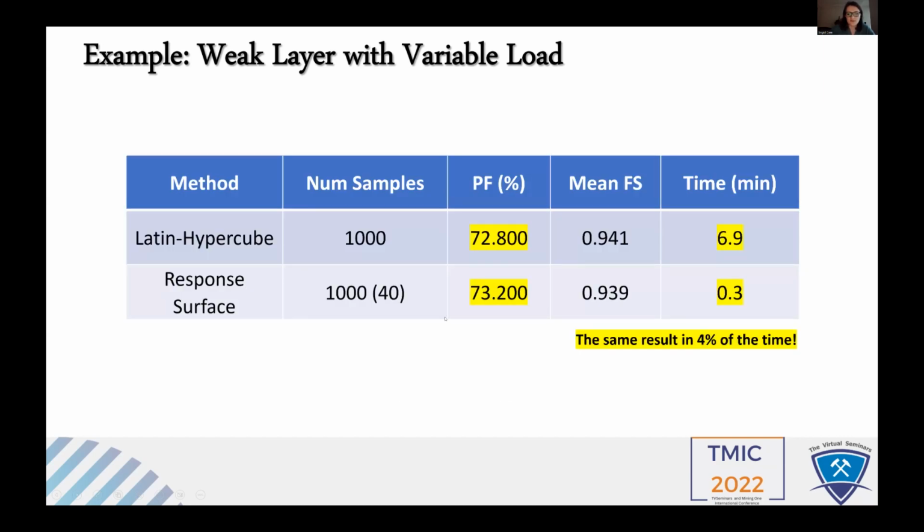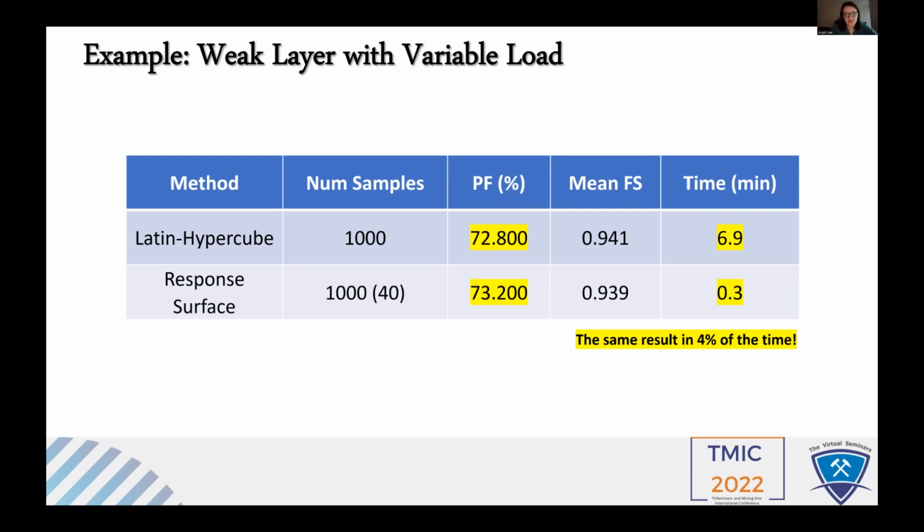And so what is the advantage of this? Computation time. So in the first case, we did 1,000 samples with Latin hypercube. The probability of failure was around 73%, and it took about 7 minutes. This is a simple model. And for the second case, using response surface, again, we got results for 1,000 samples, but we only actually computed 40 samples and used those to train our response surface. The probability of failure was about the same, 73%, but the time was only 0.3 minutes. So basically, we got the same result in 4% of the time.